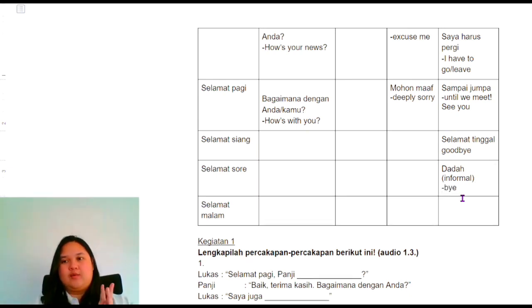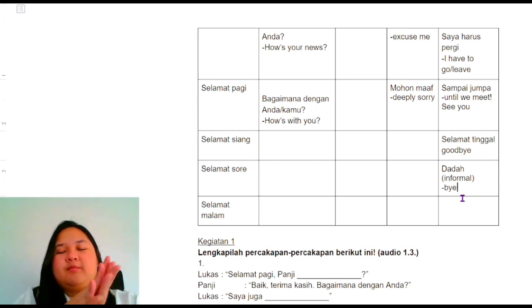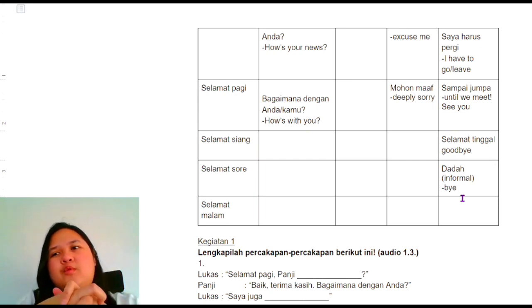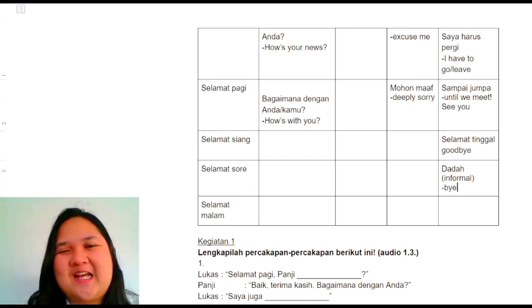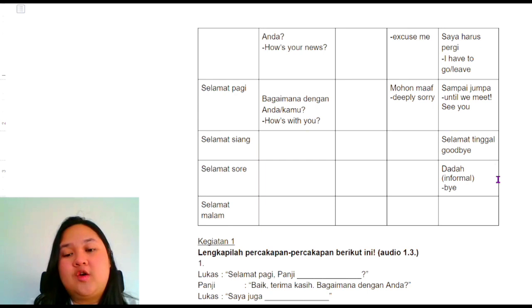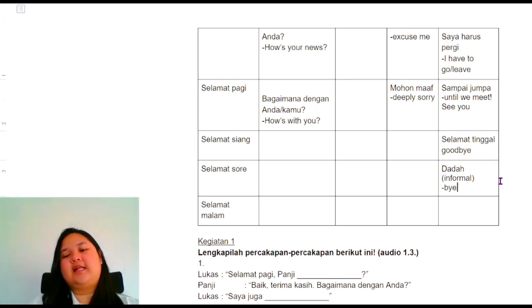In Indonesian language. But be careful, because in Malaysian language, even though we share similar roots, dadah there means, I think, illegal drugs or drugs. I'm not sure, but it is something not really good to say there. But in Indonesian colloquial daily, dadah means bye. So you can say dadah to your friends.